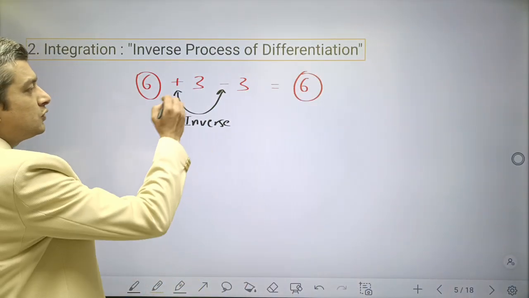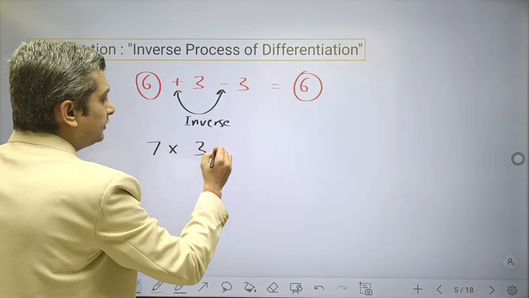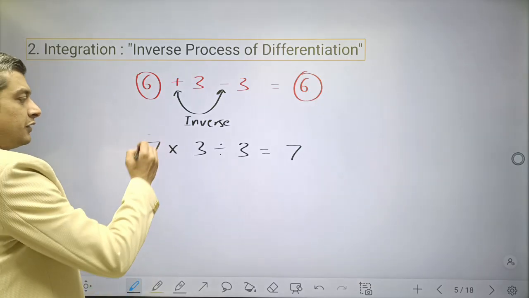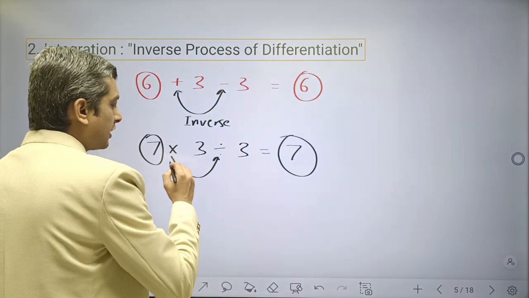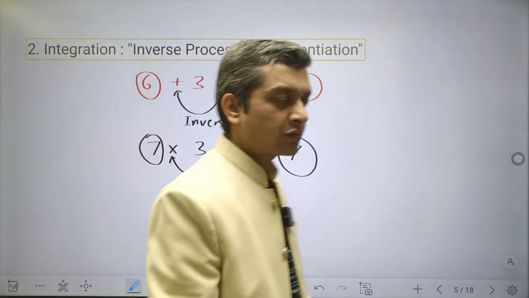So are you getting now? You have reached the same value from where you have started. Suppose I write 7 into 3 and divided by 3, you get 7. Again, you have started from 7 and finally you have reached 7. It means that multiplication and division are inverse of each other. So multiplication and division are inverse processes of each other.